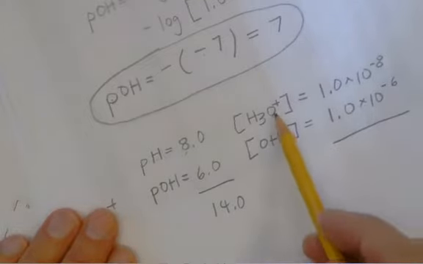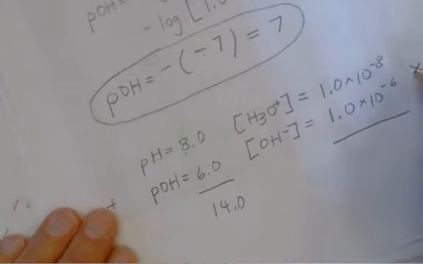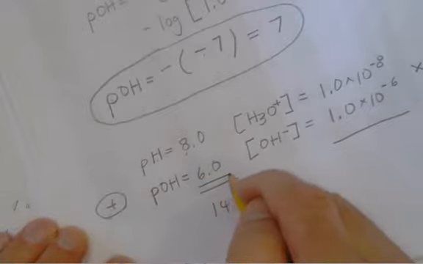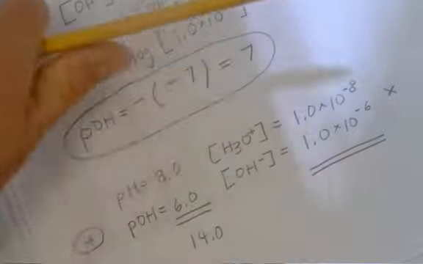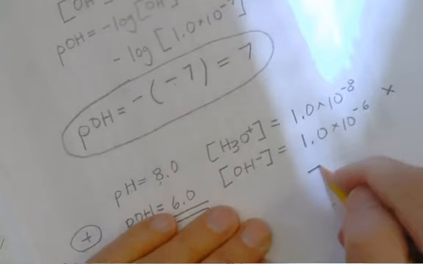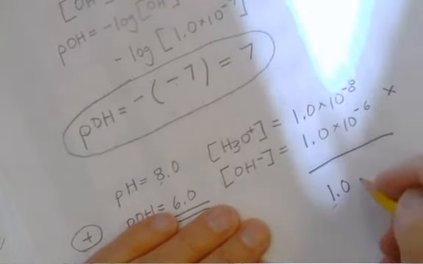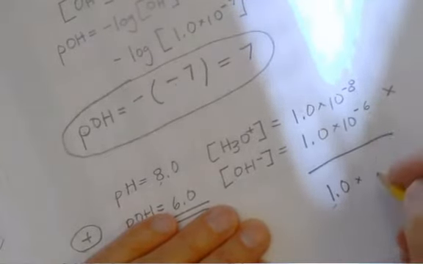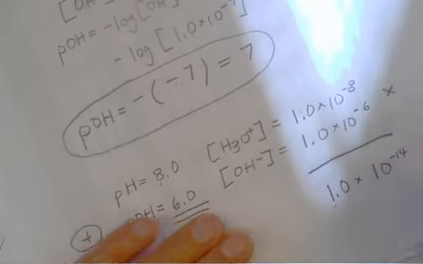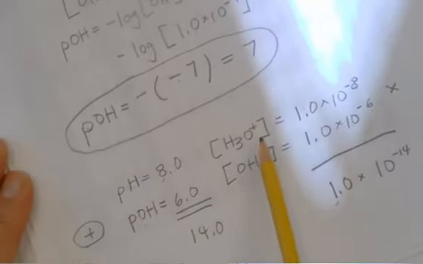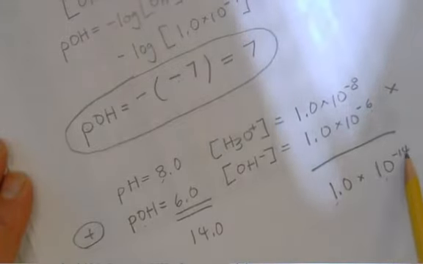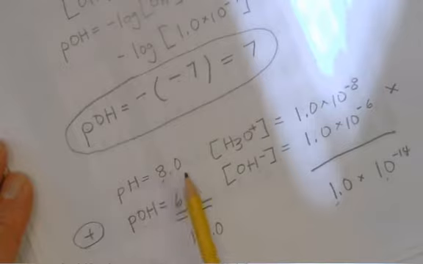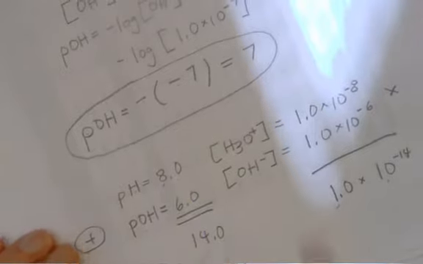The hydronium and the hydroxide will multiply. This side is adding because we took the logs of them. This side is multiplying. Okay, actually I shouldn't do a double line. Double line means add. I'll do a single line. If we multiply this, 1 times 1 is 1. 10 to the minus 8th times 10 to the minus 6th is 10 to the minus 14. So we just proved that multiplying the hydroxide by the hydronium will always give you Kw, which is 10 to the minus 14th, and adding pH plus pOH will always give you 14.